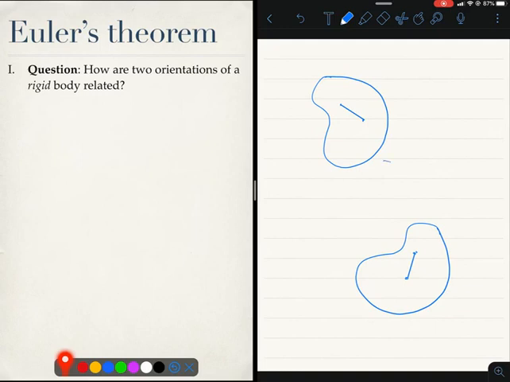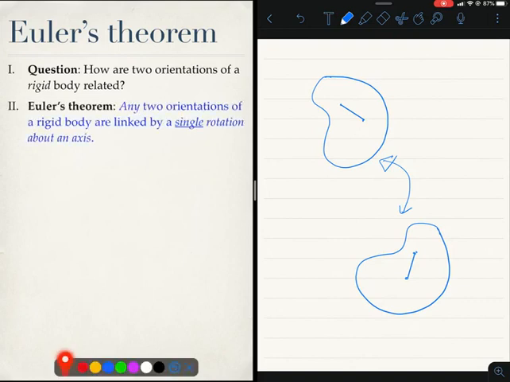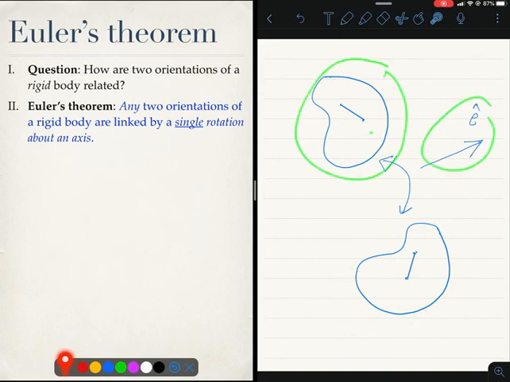So are these two orientations of the same rigid body related somehow? And Euler's theorem says yes. And how are they related? Euler says that any two orientations of the rigid body are linked by a single rotation about an axis. What does it mean? It means that if I give you this orientation and that orientation, you will be able to find an axis E, so that I can take hold of this rigid body, rotate it around this axis and produce this rigid body. That's what he is saying.